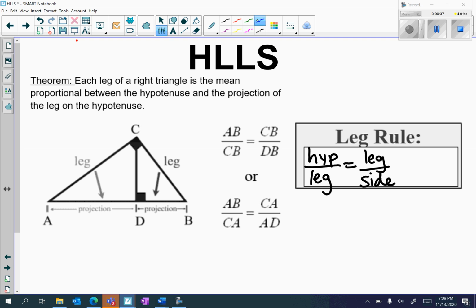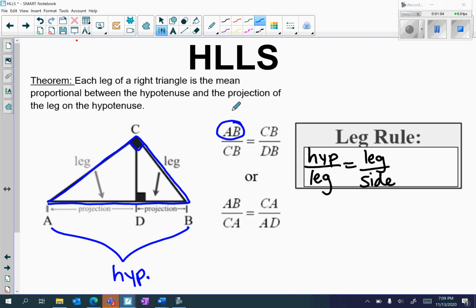Let's take a look at this in terms of the triangle. So we have the big triangle ABC, and it's a right triangle. The hypotenuse is across from the 90-degree angle, so that means our hypotenuse is AB. It's the hypotenuse of the big triangle, AB. So hypotenuse over our leg. So one of our legs is CB. That's equal to the same leg CB over the side.